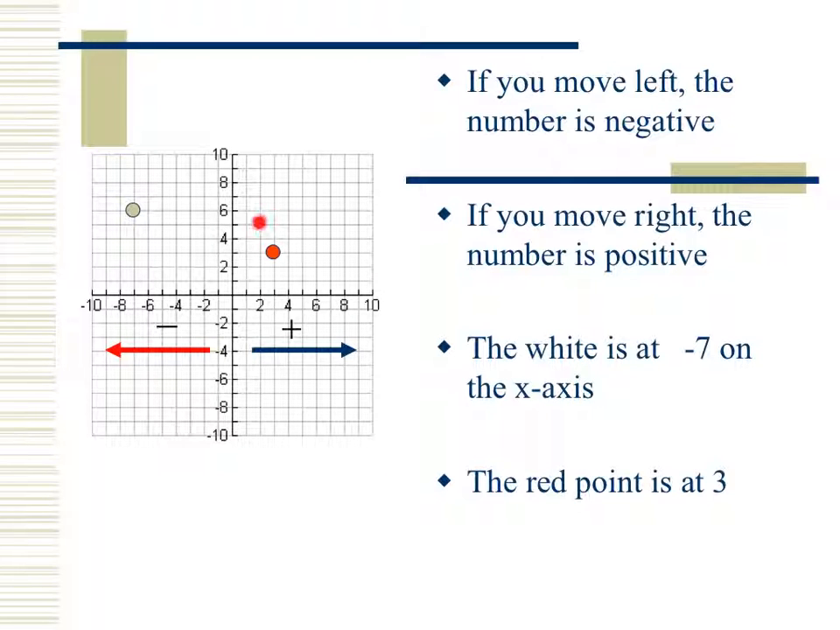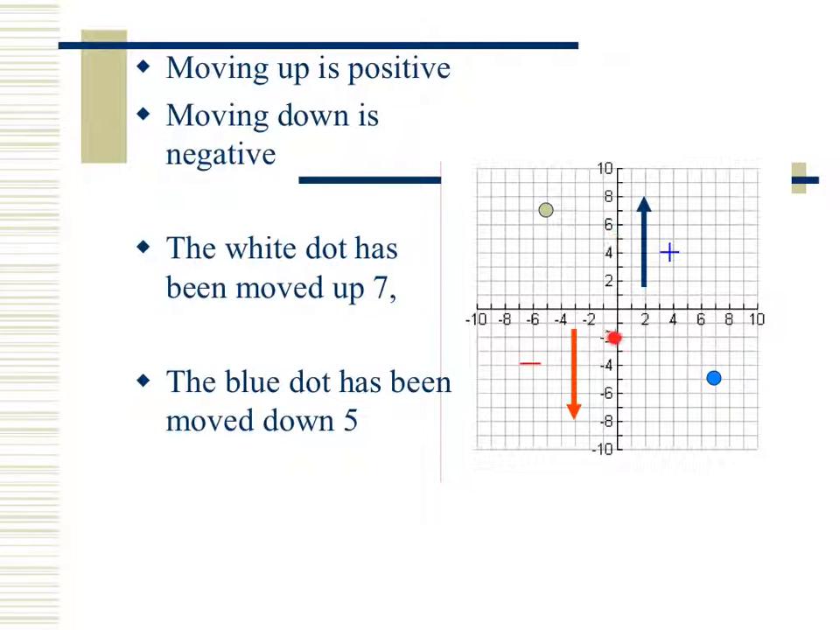Looking at the red dot, we can see that we have moved to the right 3 spaces. Over here on our white dot, we can see we have moved to the left 7 spaces, which is why it has a negative 7 value. Along our y-axis, moving up is a positive value, whereas moving down is a negative value. If you look at our white dot here, we can see it has been moved up 7 spaces from the x-axis, so it has a positive 7, whereas the blue dot has moved down 5 spaces, so it has a negative 5 value.